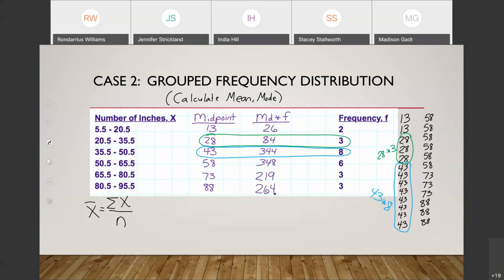Okay, so let me stop there just for a second. Anybody have a question on why we're multiplying the midpoint times the frequency, or how we're getting those numbers? You guys okay here? Okay, anybody at home with something you need to ask?